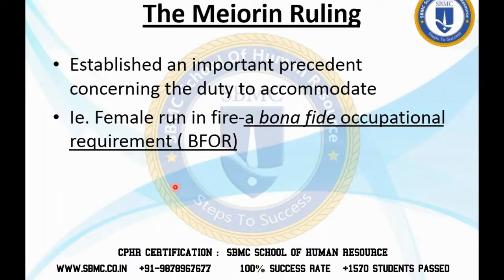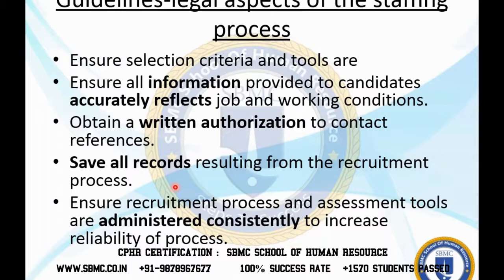Let's come to the legal guidelines aspects of the staffing process. Legal aspects say to choose your selection criteria, then tools. It ensures all the information provided to the candidates accurately reflects the job and working conditions, and obtains the authorization to contact references, and to save all the records resulting from the recruitment process. So it ensures the recruitment process and the assessment tools are administered consistently to increase the reliability of the process. That covers the guidelines aspect of the staffing process.